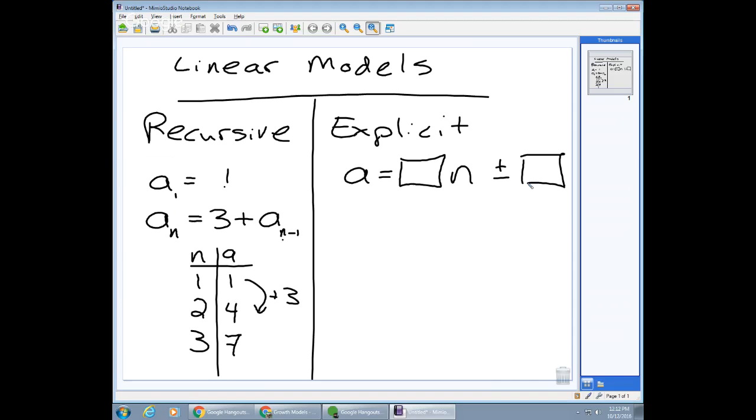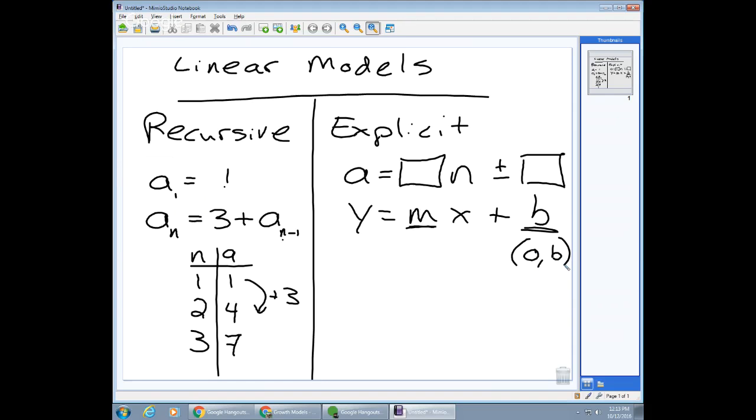I related this back to y equals mx plus b. So I have to figure out what's the slope, what's the y-intercept here. And there's a couple of different ways to go about it. Now remember, b is the y-intercept here, so that means it's the point (0, b).